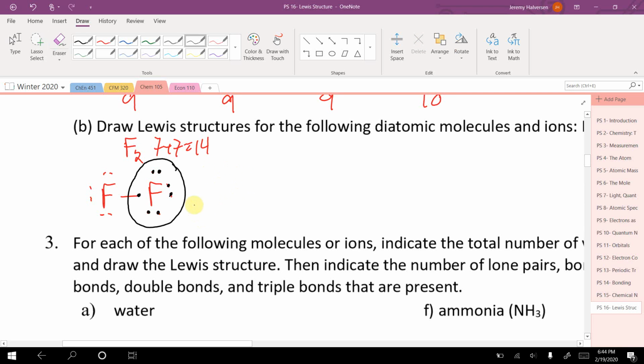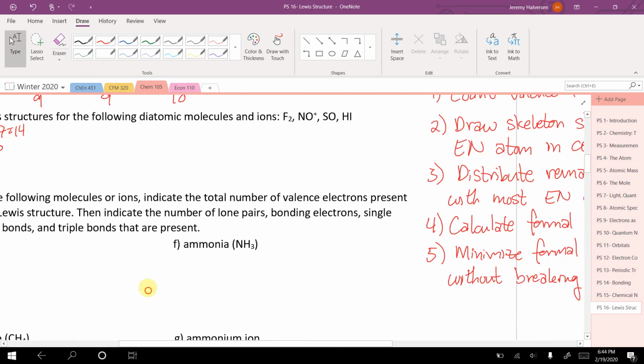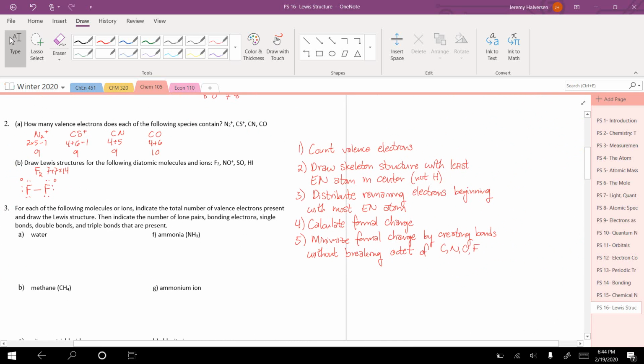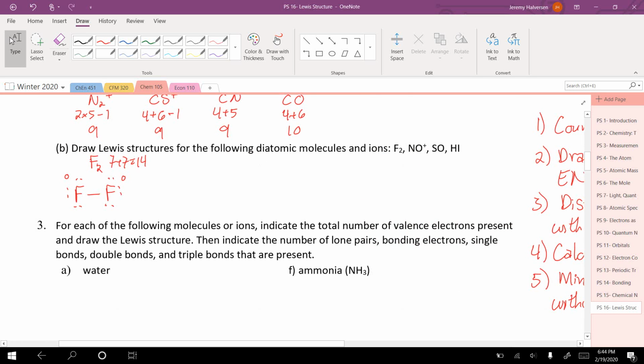And because of that, you end up with a neutral fluorine. So fluorine's formal charge is 0. Over here, this fluorine owns 1, 2, 3, 4, 5, 6, 7. It usually owns 7, so that means it's neutral. So I've drawn this, and now we want to minimize the formal charge by creating bonds without breaking the octet. Minimizing formal charge means getting the formal charges as close to 0 as you can. I'm already at 0, so that means that this structure is done.